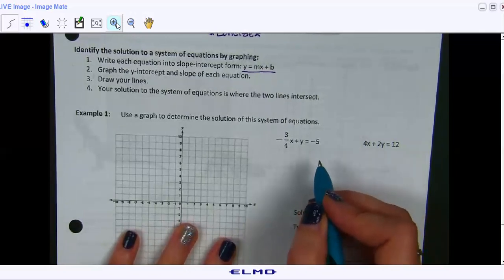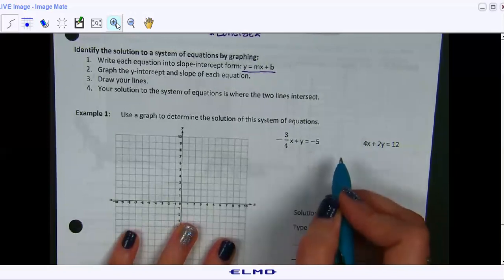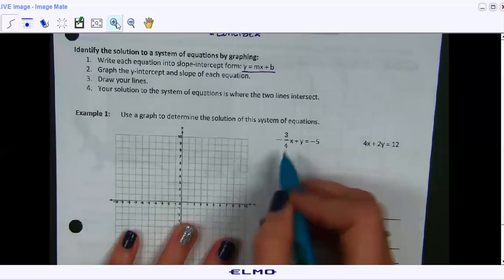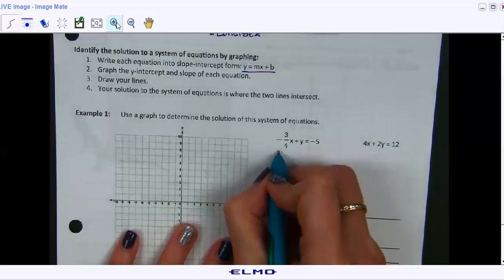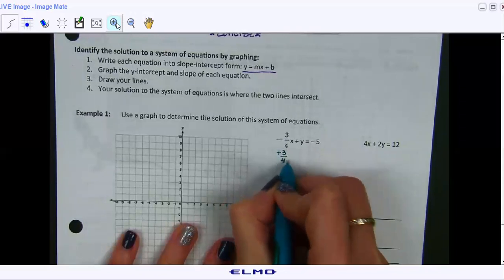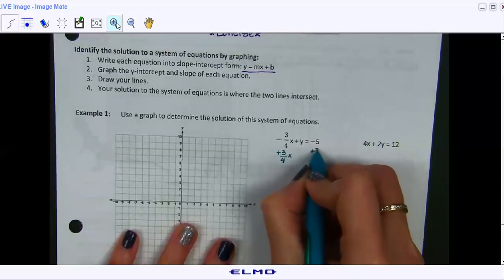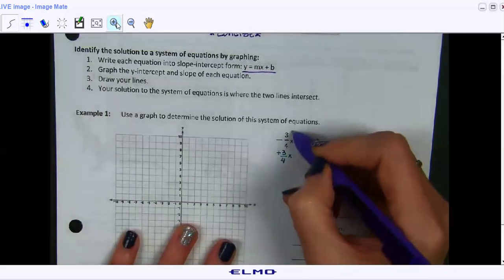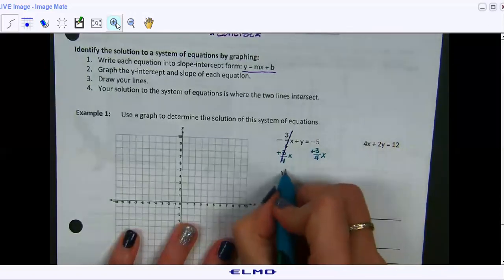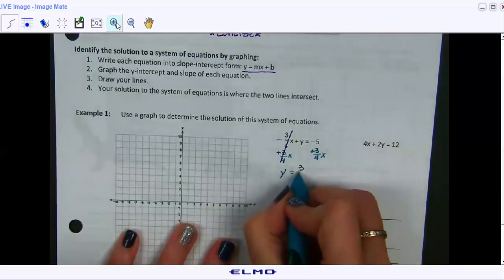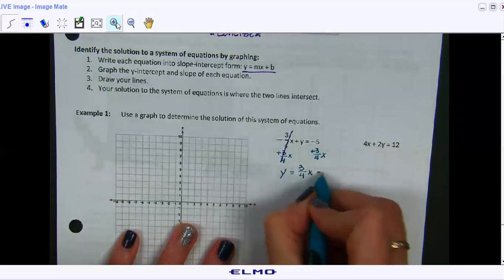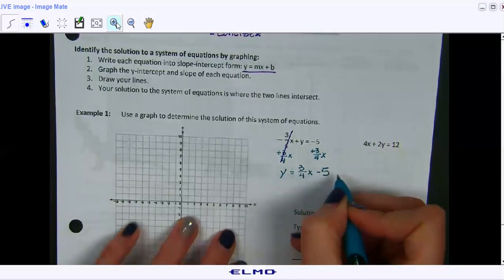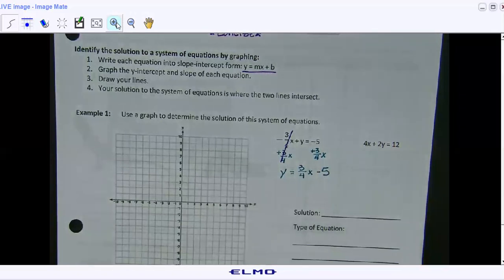Anyone know what we need to do to both sides of the equation? Add 3/4. Because it's a negative, we're going to add 3/4 x to both sides. That means we've gotten rid of it on this side, and we're left with y on the left. And then 3/4 x has been moved over, minus 5. So now this equation is in slope-intercept form and we can graph it.